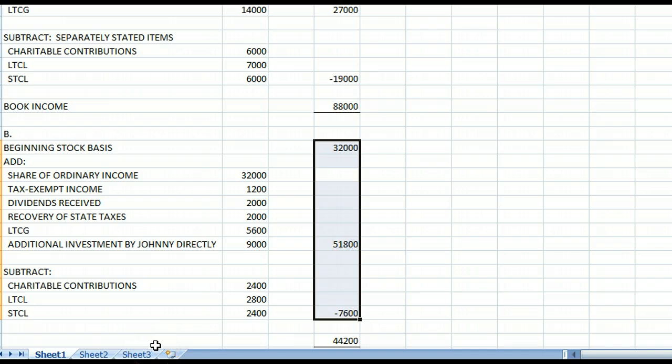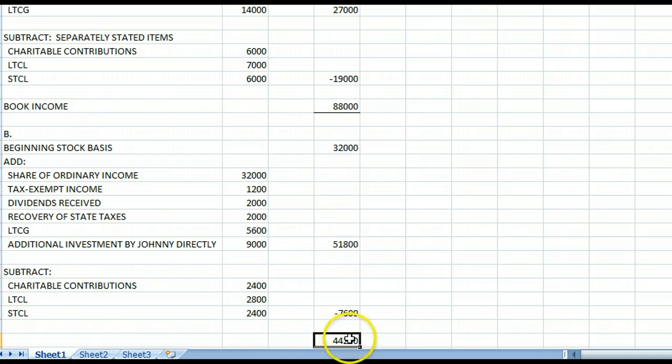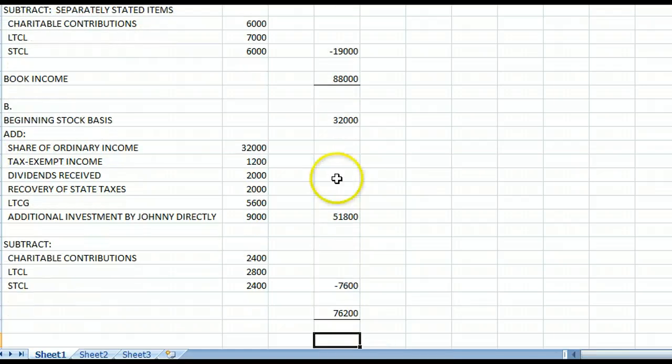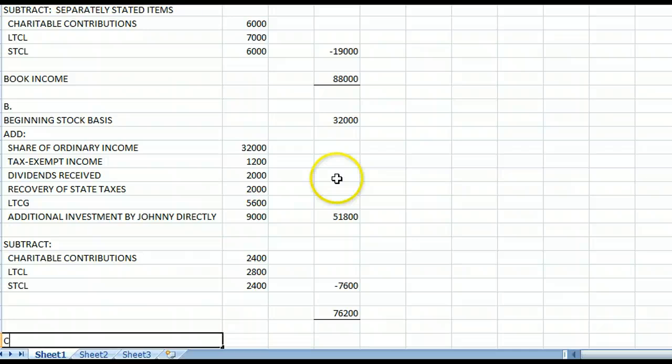And that gives me an ending stock basis. Okay. Should get us to an ending stock basis. I still don't think our formulas got us high enough. It did not. So we need to make sure we're going all the way up to B38. And it's 76.2. So now C says to compute Cougar's ending AAA balance.